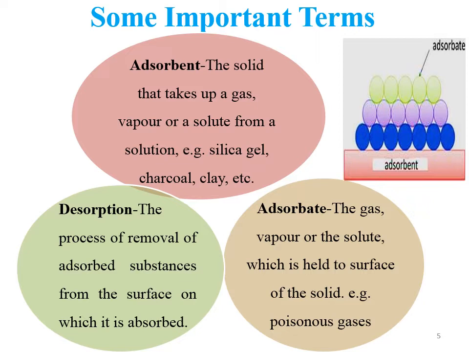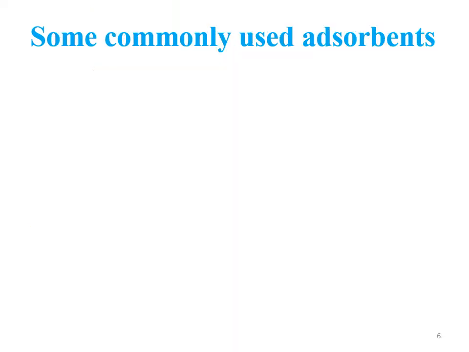The third term in this adsorption process is desorption. Desorption is actually the reverse of adsorption, and this is the process of removal of adsorbed substances from the surface on which they are adsorbed. Here is an example where the adsorbate species are adsorbed on the surface of an adsorbent.